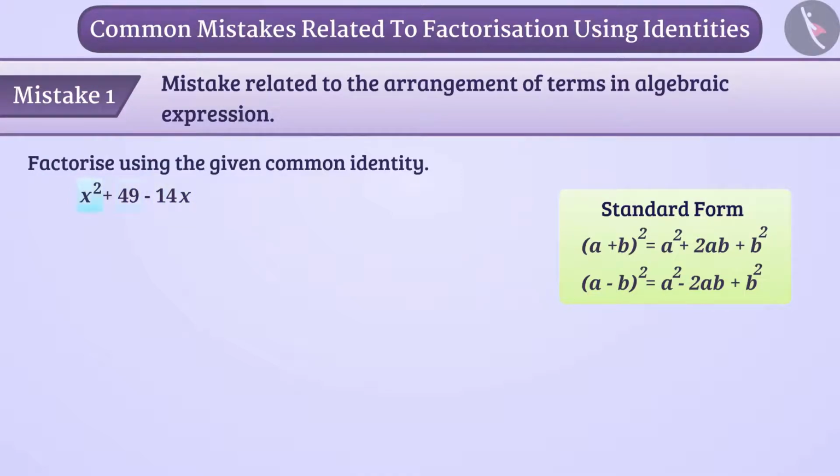X square and 49 are perfect squares in the given expression. So, we can arrange this expression in this way. Now, we can factorize this with the help of this identity. Thus, we get the result as x minus 7 whole square.